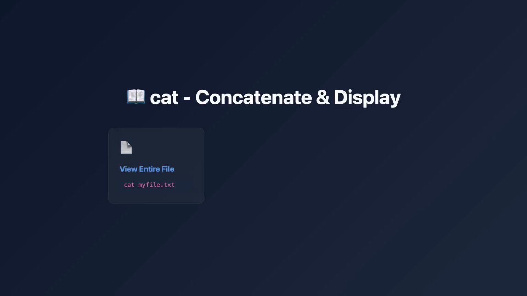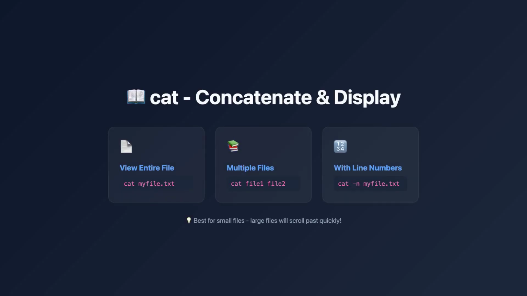The cat command displays the entire contents of a file. Cat is short for concatenate because it can combine multiple files. Use cat file.txt to see what's inside. Add the -n flag to show line numbers. Cat is best for small files since large ones scroll past quickly.